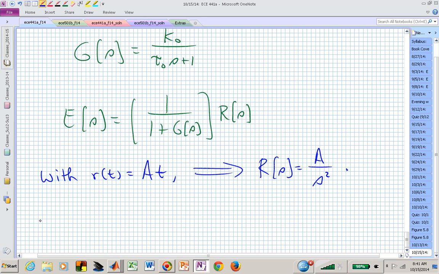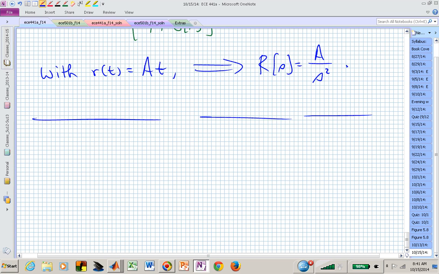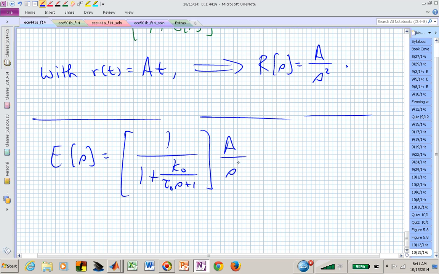Now what happens if we have our type 0 system trying to respond to a ramp? Well, let's see if we can learn anything from just analyzing it with the expression for the transfer function between the reference input and the error. This is now 1 over 1 plus k sub 0 over tau sub 0 s plus 1. And if it was a unit ramp, capital A would be 1. Now let's clean that up a little bit.